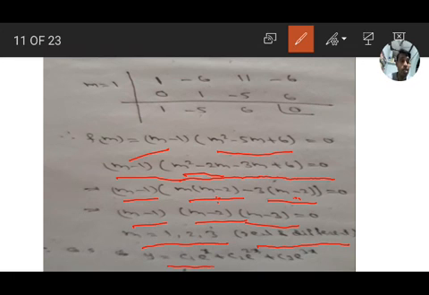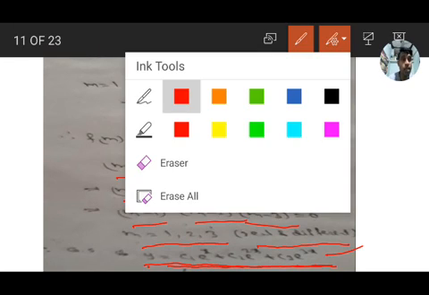So the solution is y equal to c1 e to the power of m1x plus c2 e to the power of m2x plus c3 e to the power of m3x. Here the three values are real and different. Therefore we get y equal to c1 e to the power of x plus c2 e to the power of 2x plus c3 e to the power of 3x.